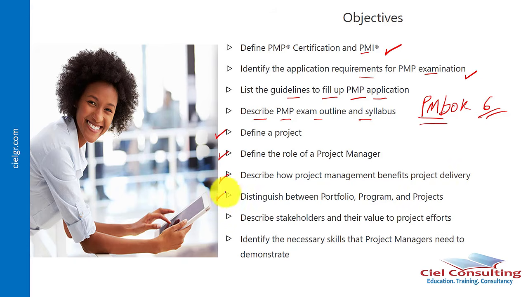Then also we shall distinguish between some key terms that we use in project management, some terms like portfolio, program, as well as projects. Then of course we'll talk about stakeholders, and then also talk about their value to project effort. And finally, we shall also talk about the skills that the project manager needs in order to effectively carry out project. So all of these are part of what we're going to be discussing in the very first chapter of this particular training, which of course is introduction to the PMP. So of course I can't wait to dive in, and if you're with me, we can go in straight ahead and be able to determine exactly what this particular training is all about.